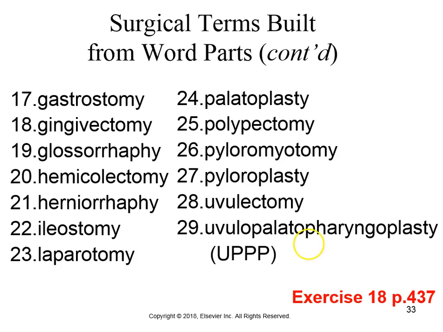If we remember, we have raphe as a suffix here. So raphe would be a suturing. In this case, a glossoraphe would be a suturing of the tongue. Or you can have a herniorrhaphy if you need to suture up a hernia to kind of put it back into place. Ileostomy has to do with where you are placing that artificial opening.